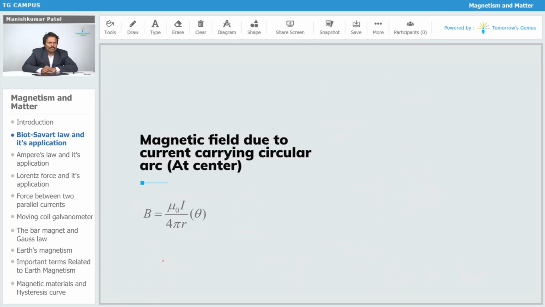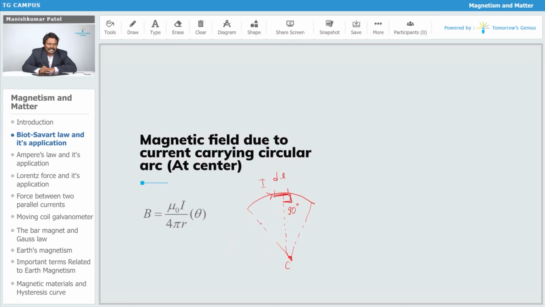Similarly, now we have to find the magnetic field due to a current carrying circular arc. Let's say this is the circular arc through which the current I is flowing. Again the procedure is simple. Let's say you have to find the magnetic field at point C. So consider a small part of that circular arc, having length dl, then join this element dl to the center C. Obviously this again makes an angle of 90 degrees.